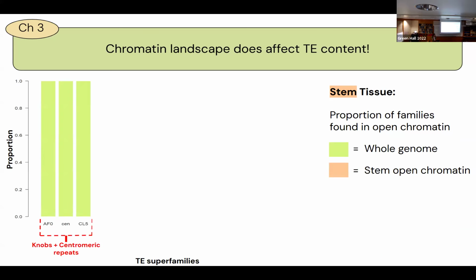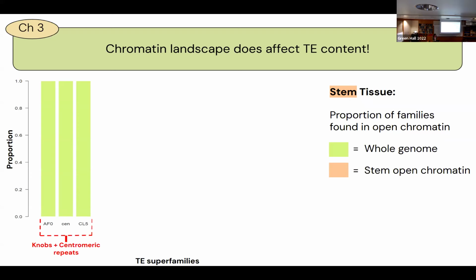I ran whole genome data and ATAC-seq data through my TE proportion workflow. This plot shows the proportion of TE families per superfamily that are present in open chromatin regions. Open chromatin is shown in orange and the whole genome is in green. So if there's no orange in the plot, that means none of those families are found in open chromatin. So we see there are no knobs or centromeric repeats found in open chromatin sequence. Great, that's exactly what we expect.